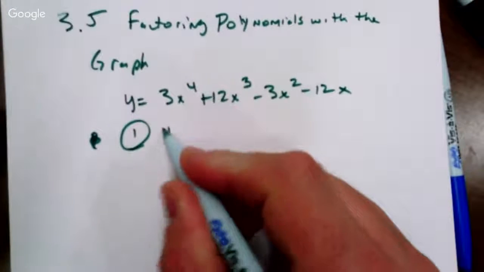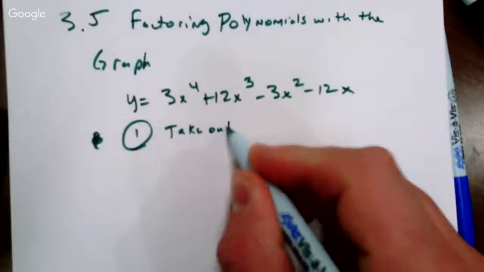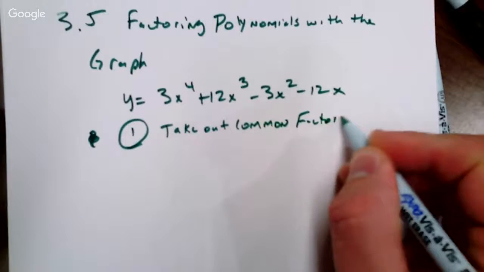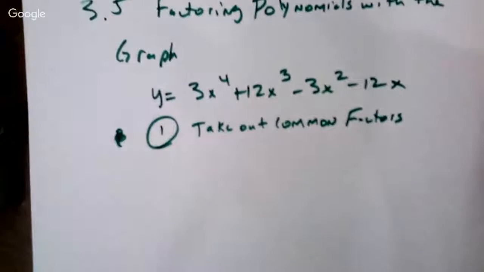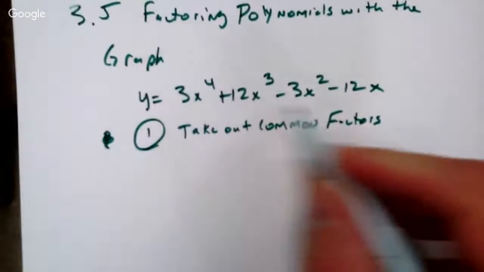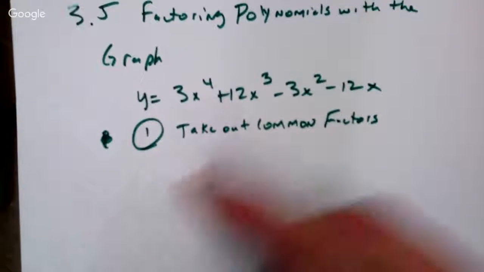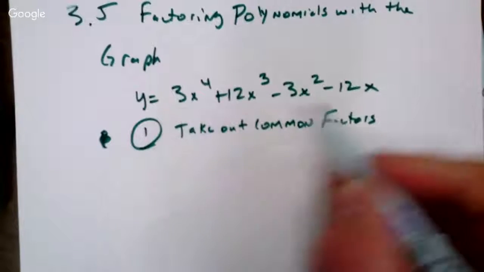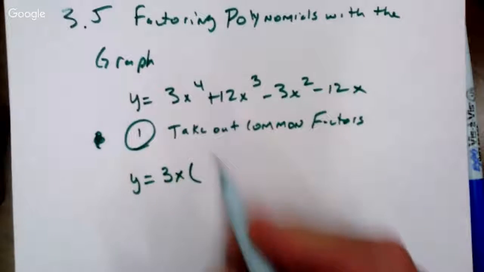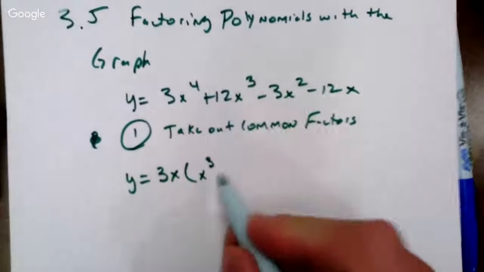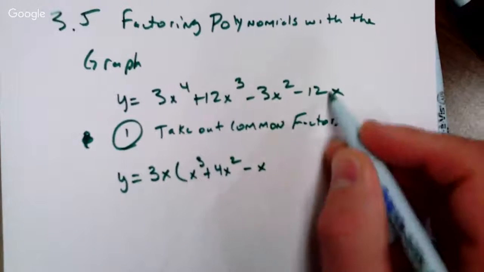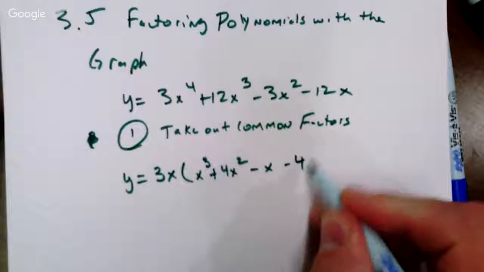So what do we have to do? First thing is we always have to look to take out what they have in common. We have to look to take out those common factors. Look at all of these terms. What do they all have in common? Well, they all have at least one x, and they all have a 3 in common, so let's take that out. We take out a 3x, that just leaves us with x cubed. We take out a 3x, that leaves us with 4x squared. We take out a 3x, that leaves us with a minus x. We take out a 3x, that leaves us just a minus 4.